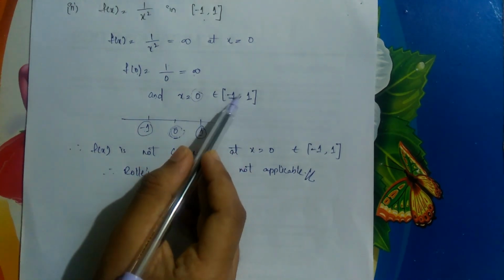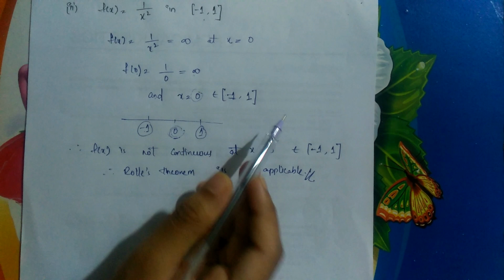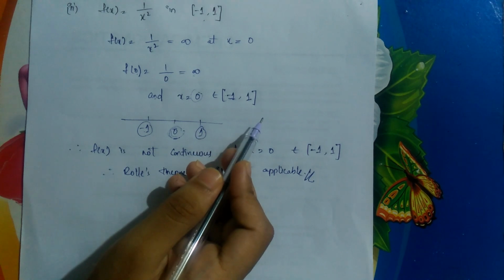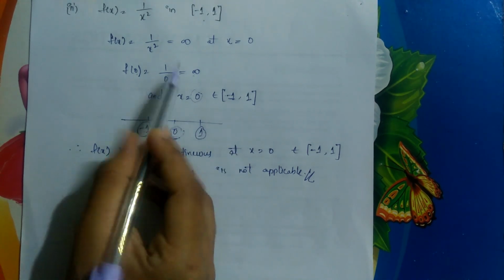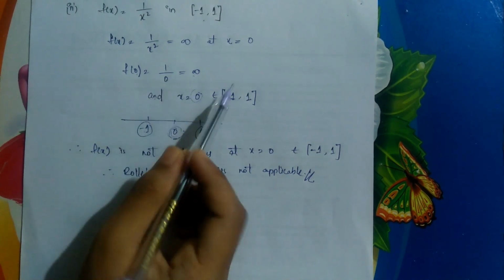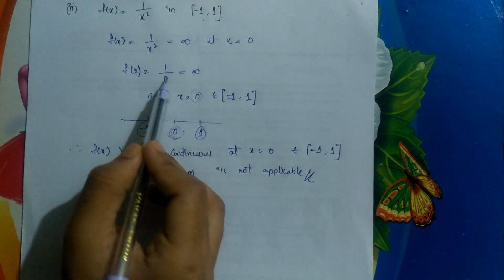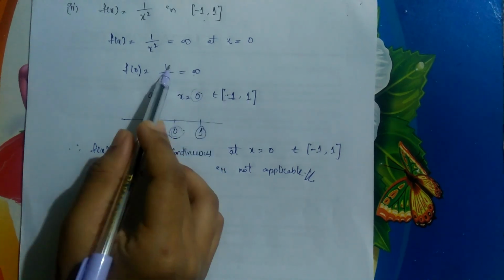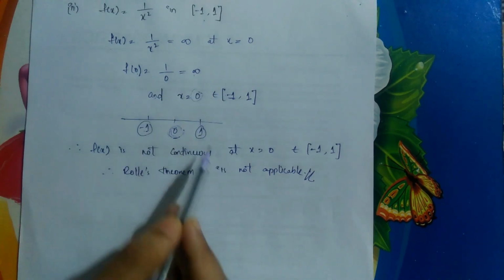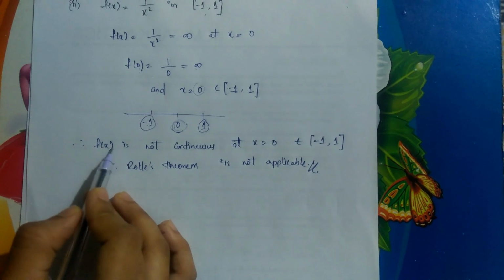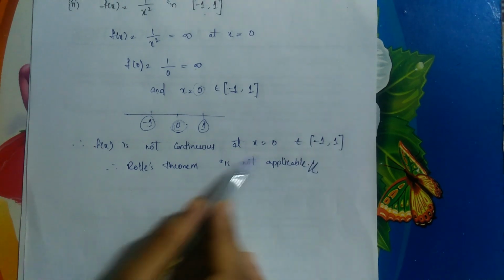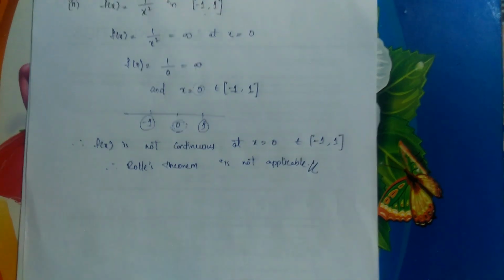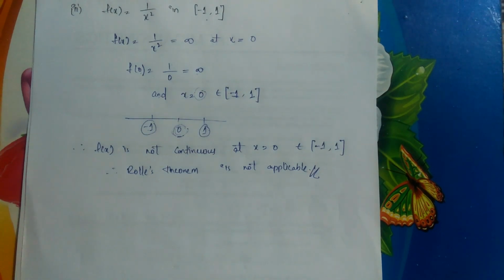Or, if they give an interval like 2, 3, then f(x) = 1 by x square is continuous, because in between 2 and 3 there is no 0, and whatever values you substitute in between 2 and 3, you never get an infinite value. But they gave the interval as -2, 1, so the value 0 is included, then 1 by 0 is infinity and the function is discontinuous. Therefore f(x) is not continuous at x = 0, and it belongs to the interval -1, 1. Therefore Rolle's theorem is not applicable. So in this way we solve Rolle's theorem. Thank you.